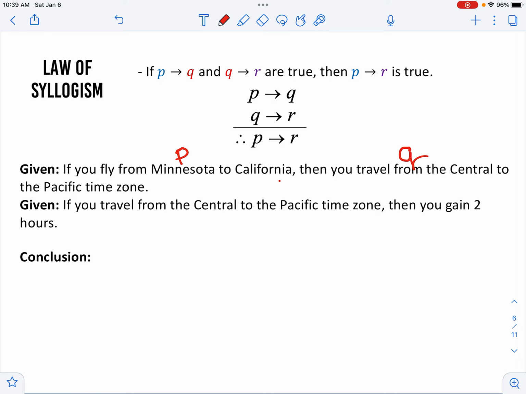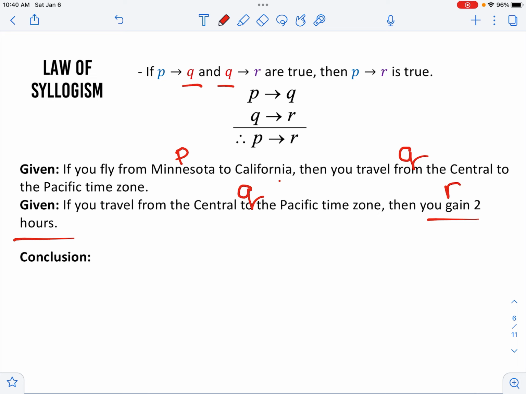Okay, and then the next line should start with Q. So this should say the same thing as our conclusion before. It says if you travel from the Central to the Pacific time zone, right? That's the same as this part. So that does match. We're good. Then you gain 2 hours. And this should be a different statement. It is. So this is R.